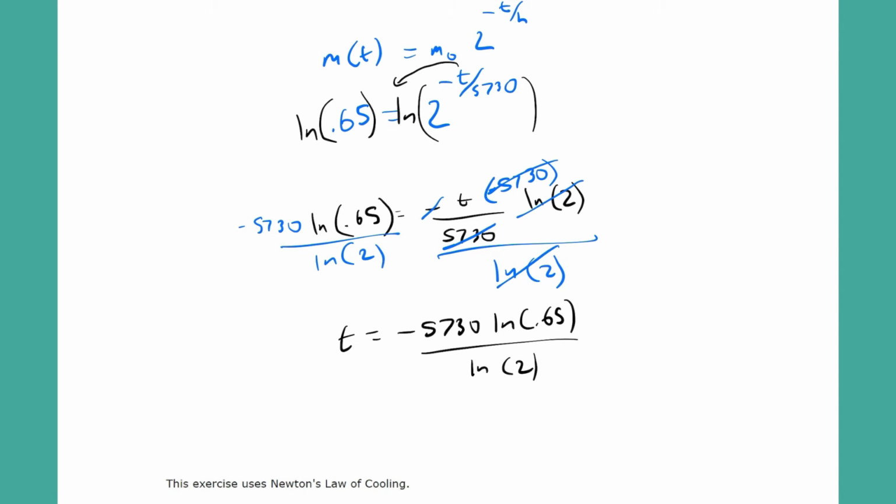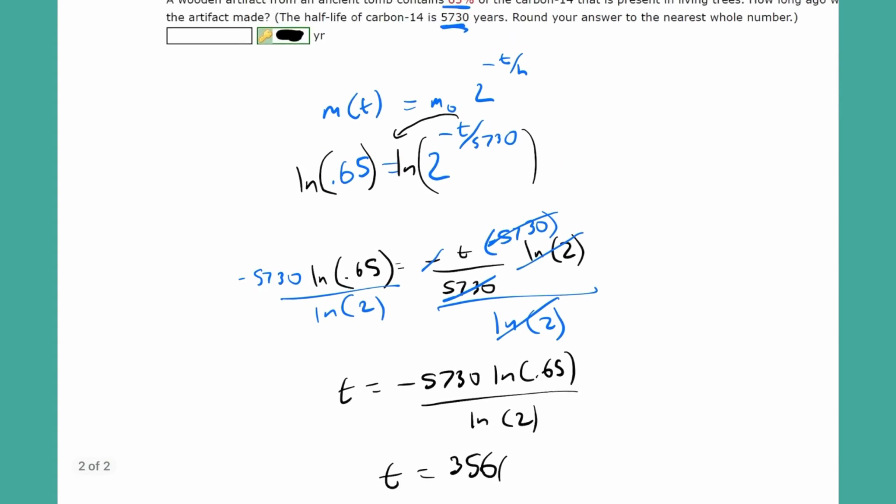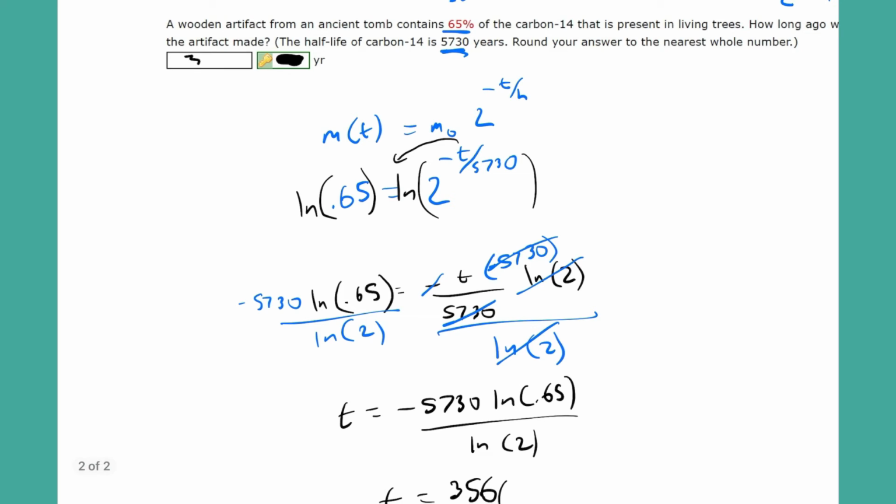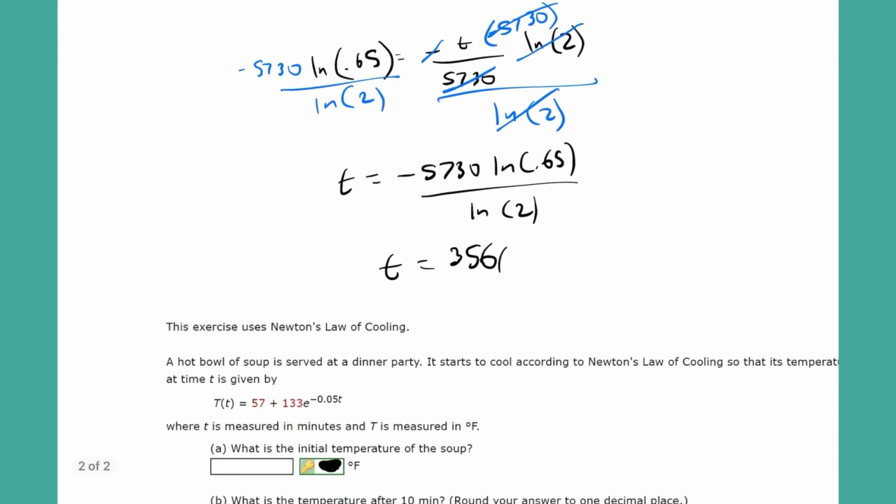Type that into your calculators. And I'm getting 3561. Do they want us to round to the nearest whole number? Yep, 3561. And that's exactly what the answer is.